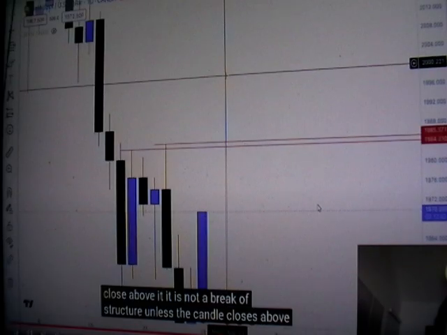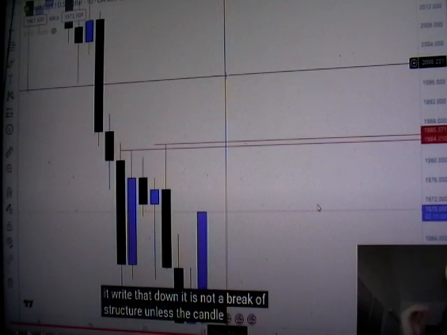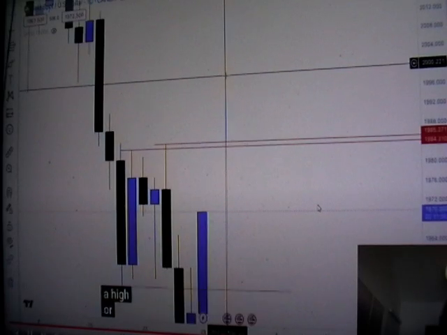Unless the candle closes above it. Write that down. It is not a break of structure unless the candle closes above a high or below a low.